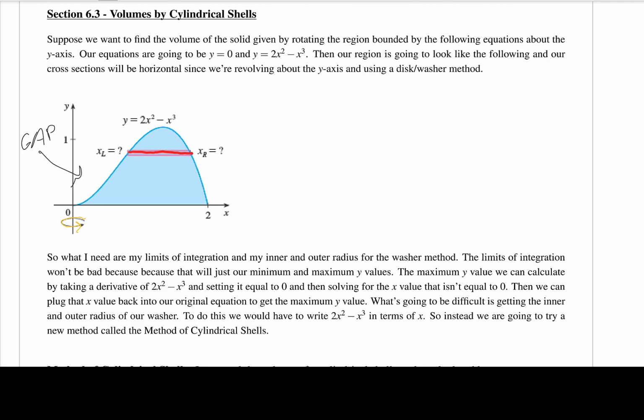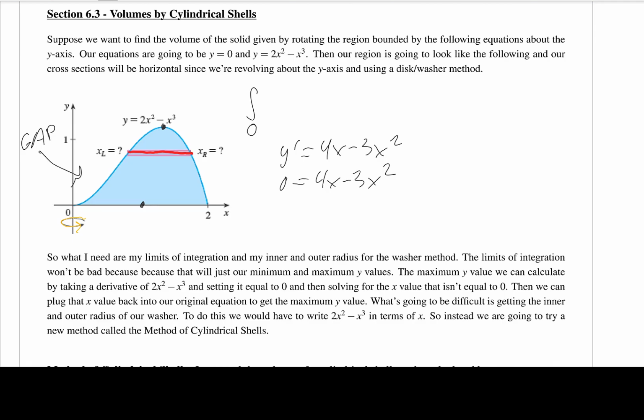Okay. Well, we know what our lower limit is for the integral. Our lower limit is going to be 0, right? That's our smallest y value down here. And our upper limit is going to be whatever this vertex looking point is right here. Well, we know we're going to have a slope of 0 there. So I could take y prime, which would be 4x minus 3x squared, and I could set this equal to 0.